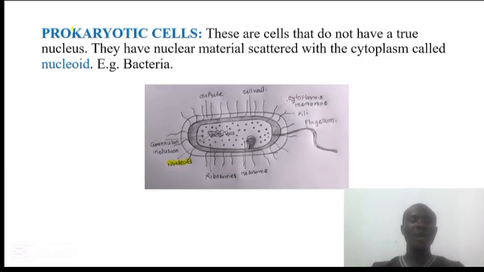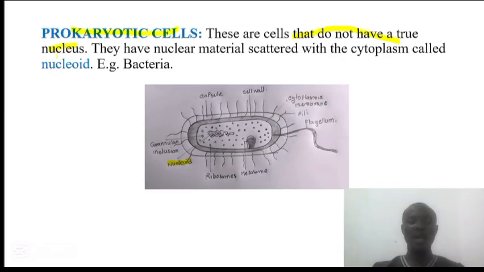So prokaryotic cells are cells that do not have a true nucleus. That means the nuclear material is not surrounded by a nuclear membrane. They just have nuclear material called the nucleoid scattered within the cytoplasm. And from here as well, we are going to talk about this structure because you will be asked to label them. We are going to explain the function here and repeat it in the slides coming. So you can listen here and listen next and understand more.